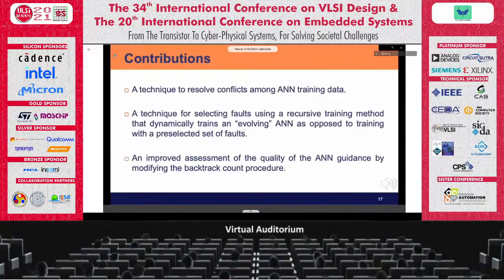Both hard to detect and easy to test faults are sampled, as opposed to only hard to detect faults in our recent ITC study results. This prevents the training data from being overwhelmingly failure oriented. And thirdly, an improved assessment of the quality of the ANN guidance by modifying the backtrack count procedure. We count backtracks only for the faults that are detected or found redundant. Earlier work of our ITC study also included backtracks from aborted faults, which distorts the count.